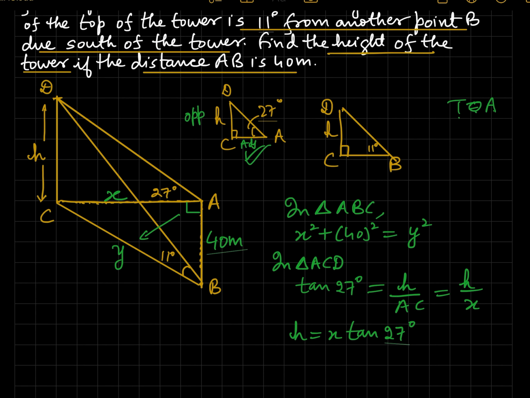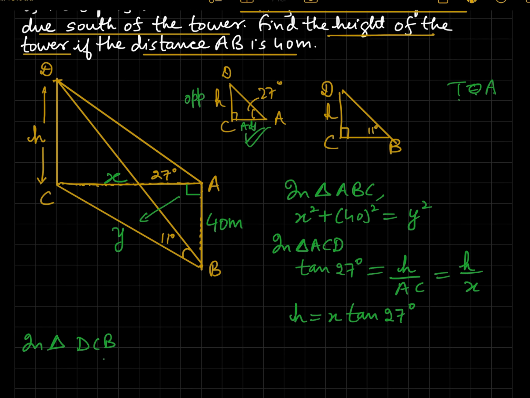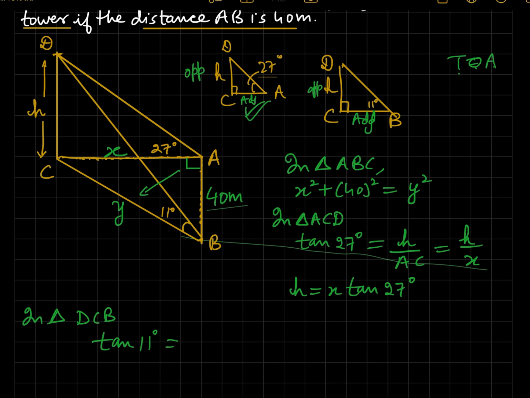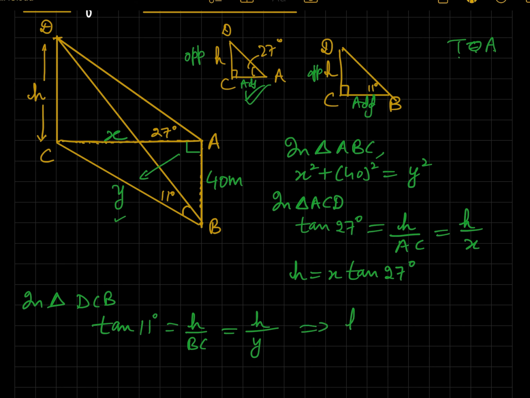Now we can apply the same thing in triangle DCB. If I apply the same, then tan 11 degrees will be, see, this is my opposite side, this is my adjacent side BC. So I can say this is H over BC, and BC is what we have taken as y. So I can say from this that H is equal to y times tan 11 degrees.